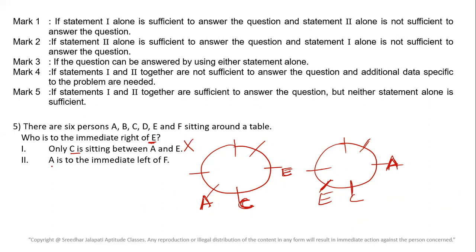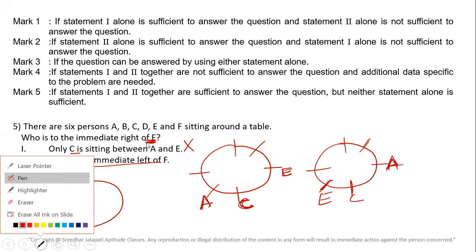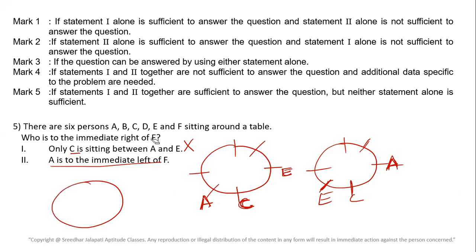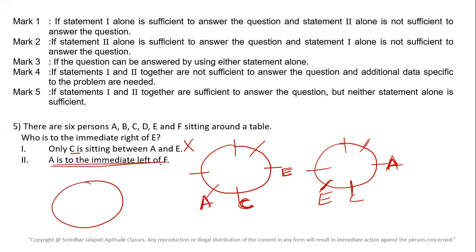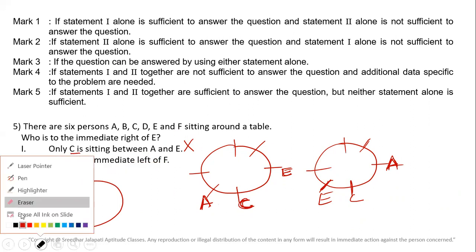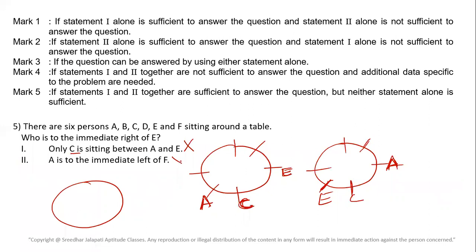Okay. Second, A is to the immediate left of F. Just because of this statement, can you find who is to the immediate right of E? No. Because in the second statement, we don't have enough information. First of all, there is no E at all. It is between A and F. We don't have any information about E. So therefore, 2 alone is also not sufficient to answer.